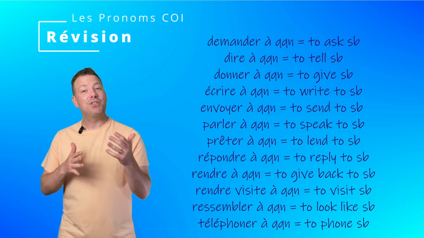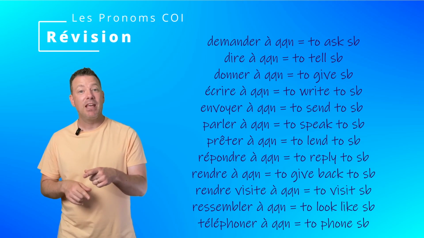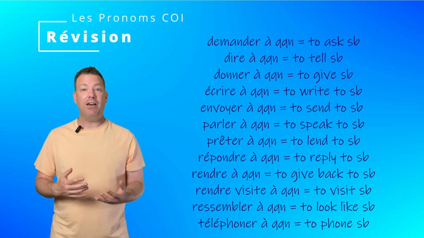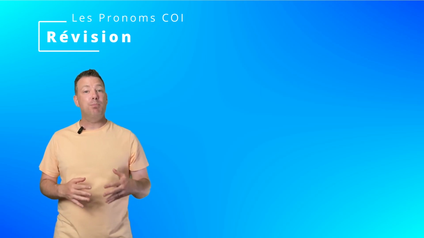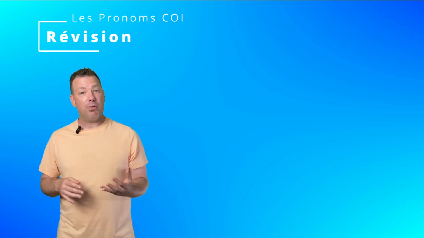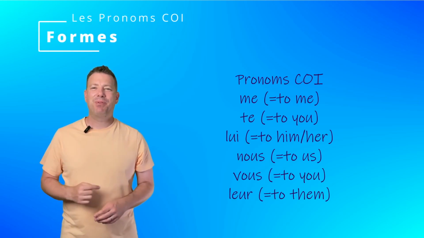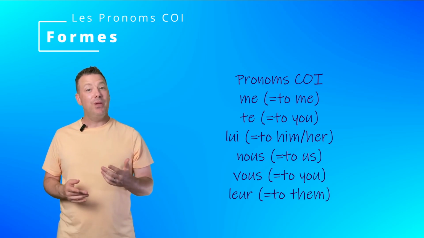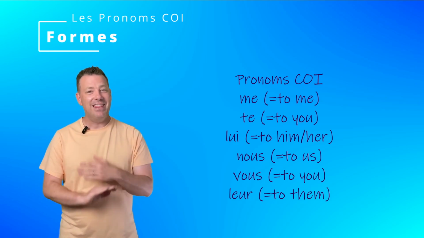Just like we've seen with the COD, and the link of that video is in the description, you can use the COI pronouns to replace the complement previously mentioned in order to avoid repeating it. And that's the whole purpose of a pronoun. It's like saying in English, yesterday I met Jack and I spoke to him for 5 minutes. Him is a COI pronoun used to avoid the repetition of Jack. Here are the COI pronouns. Let's repeat them together. Me, te, lui, nous, vous, leur. Très bien. And that's it.